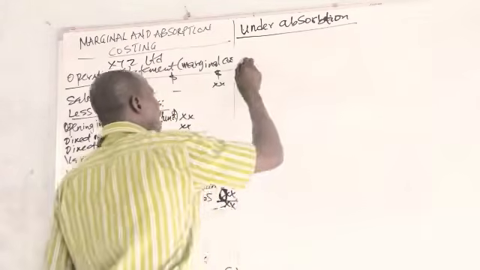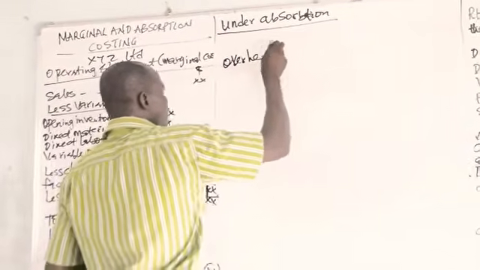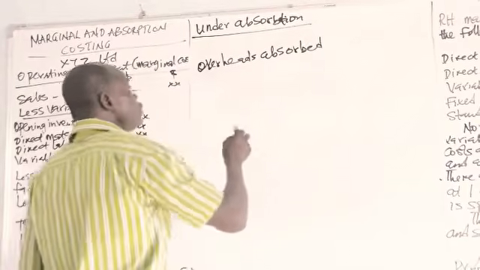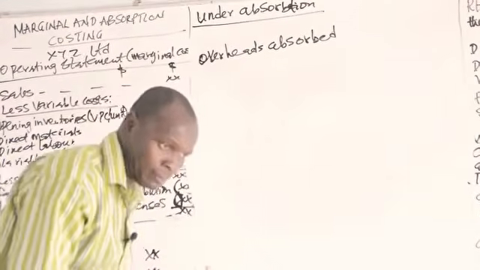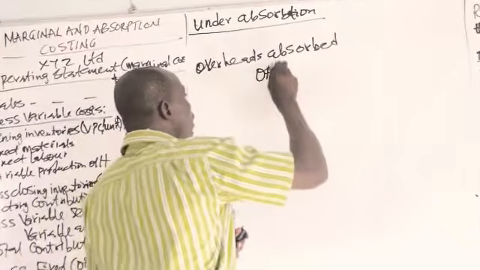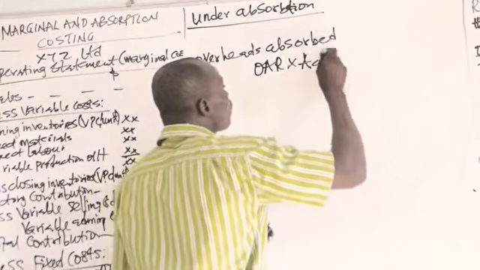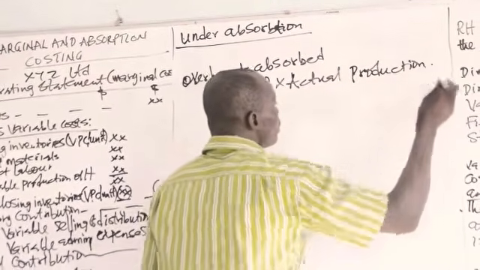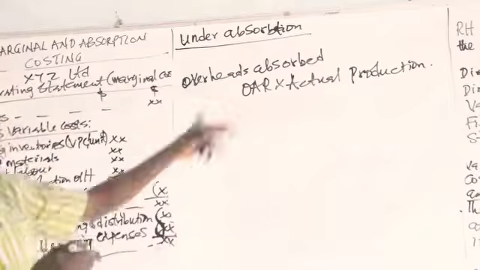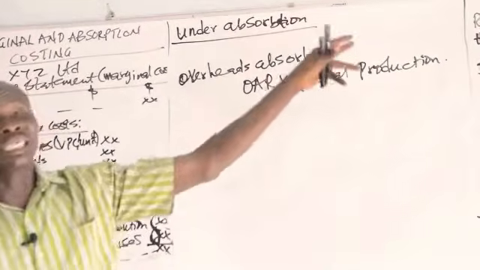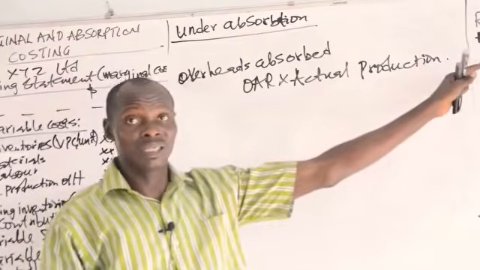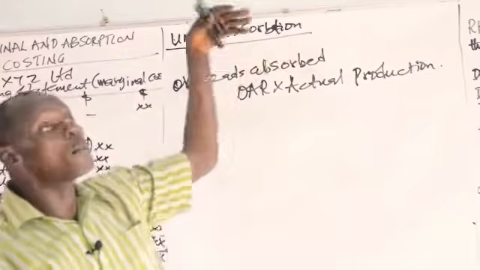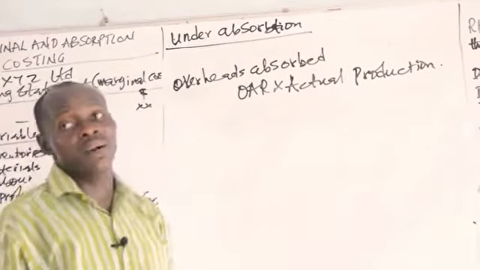How do you get the overheads absorbed? To calculate the overheads absorbed, you will have determined your overhead absorption rate. You have the overhead absorption rate multiplied by the actual production units. This will give you the overheads absorbed. Overhead absorption rate multiplied by the actual production units, productive output. So that will give you the overhead absorbed. You now compare this with the actual overheads incurred.